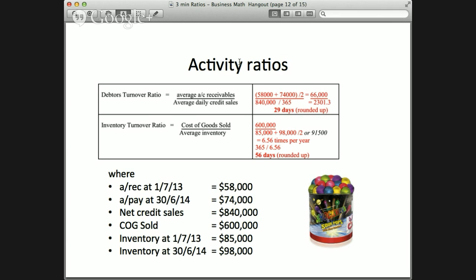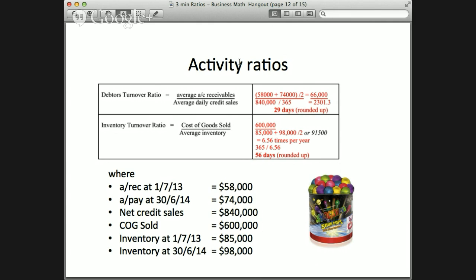That's what I've done there on the right side of the screen. That calculation equates to 6.56 times a year. Dividing 365 by 6.56 means 56 days, which we've rounded up. So remember that this is the number of days a business takes to sell the stock.